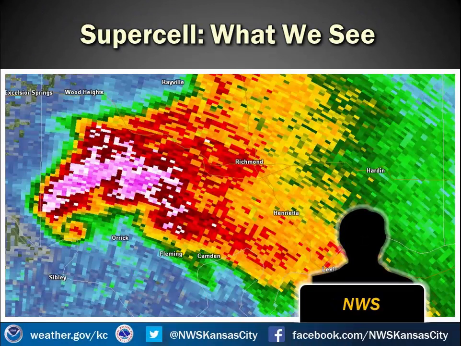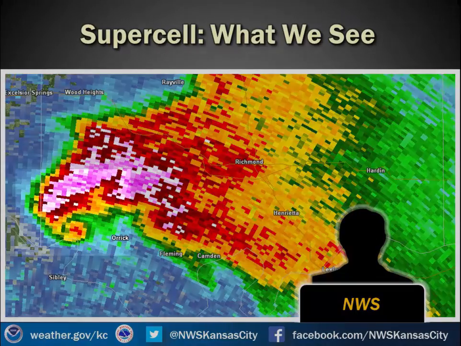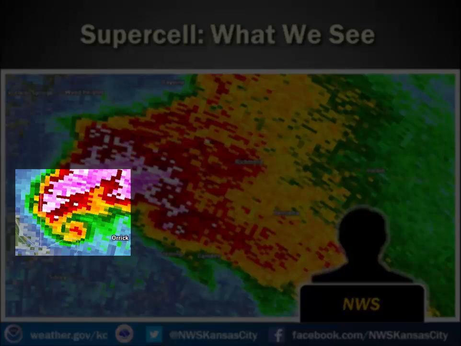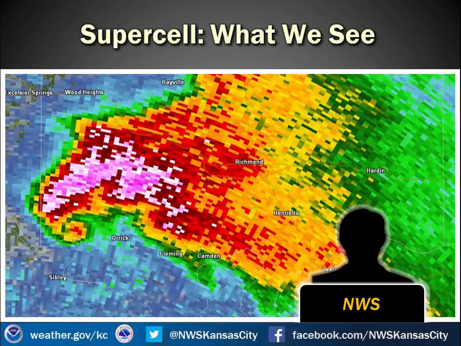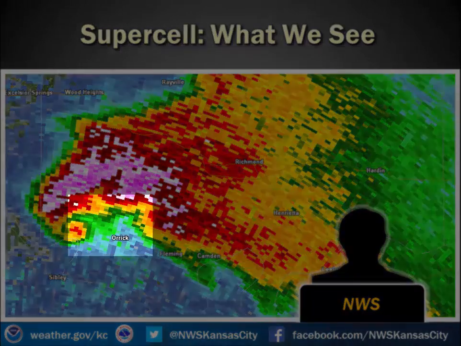This is a very classic supercell signature. Some of you are probably familiar with the hook echo. That is this kind of curlicue shape right down here. The reason that hook echo forms, by the way, all the rain and the hail falls in the downdraft, so that's all downdraft. The updraft is right here.